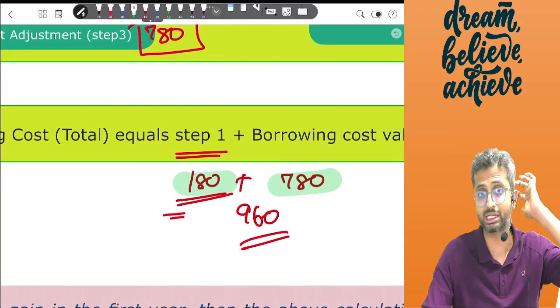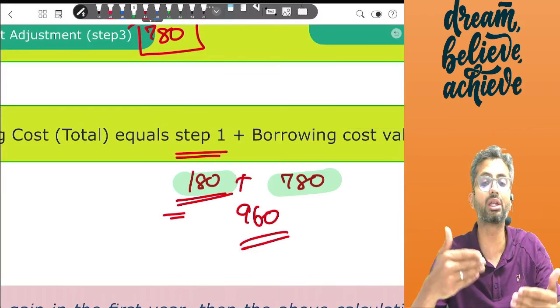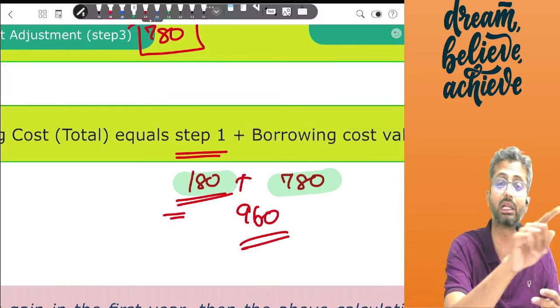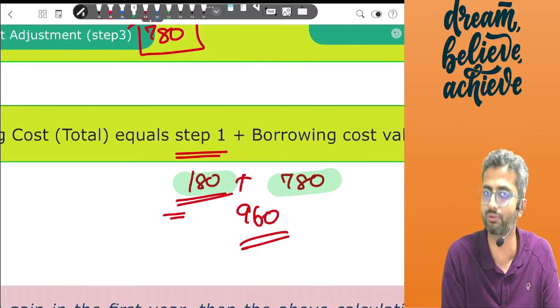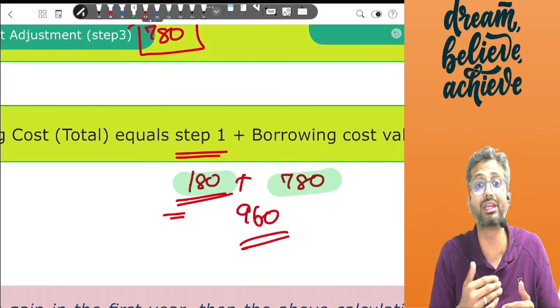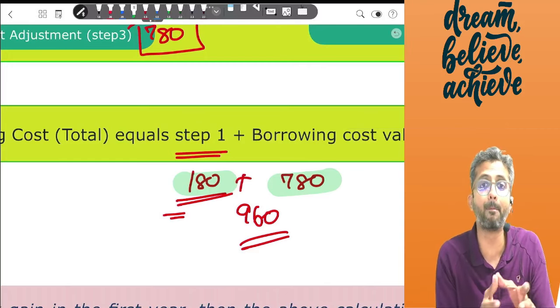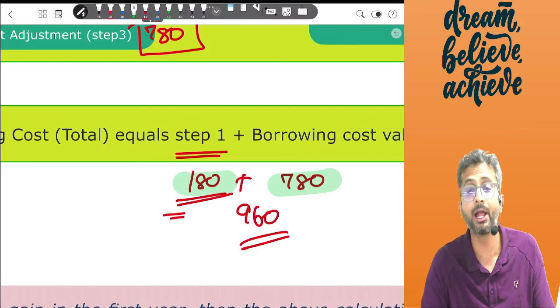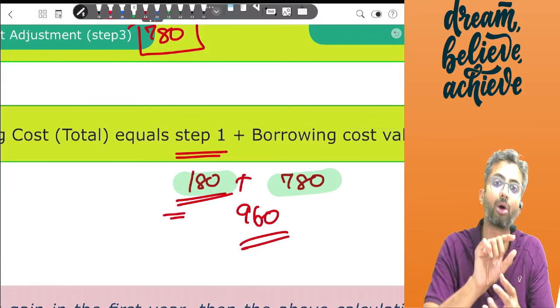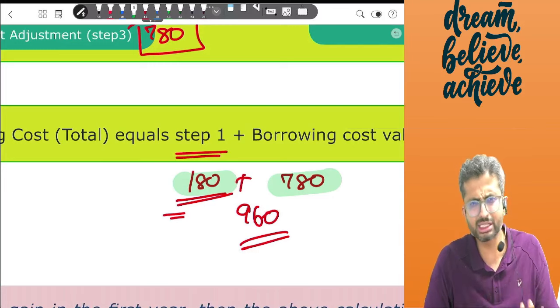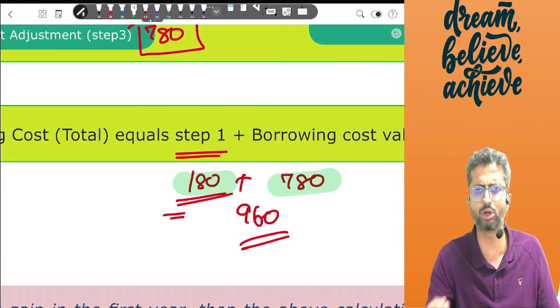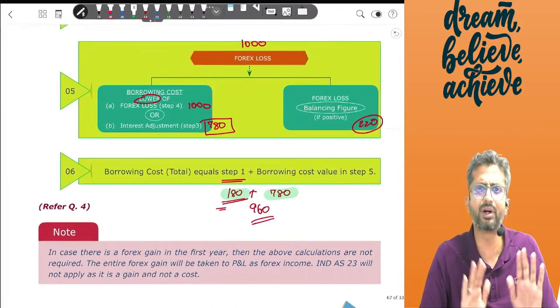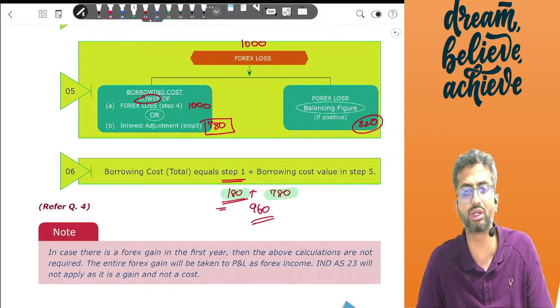And hence the standard says that, something like when you create a provision for bad debt, and if the bad debt is unlikely to happen in the future, you reverse the provision for bad debt. In a similar way, if you have created a notional borrowing cost earlier and later there is a foreign exchange gain, then you can reverse the borrowing cost in the later years. This is very tricky. If you understand this well and good, but in the exam, at least these first 6 steps in the first year are more than enough generally.